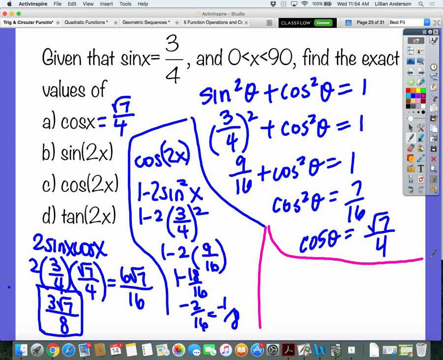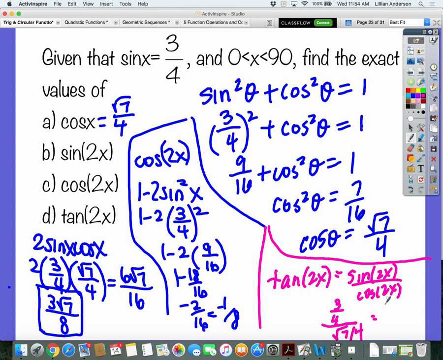Not necessarily. Because if you did another one wrong, you still get... How do you find tangent? Sine and cosine. You do sine over cosine. So sine of 2x over cosine 2x, which you just found. So then that would be 3/4 divided by the square root of 7/4. Keep change flip, and it would be 3.